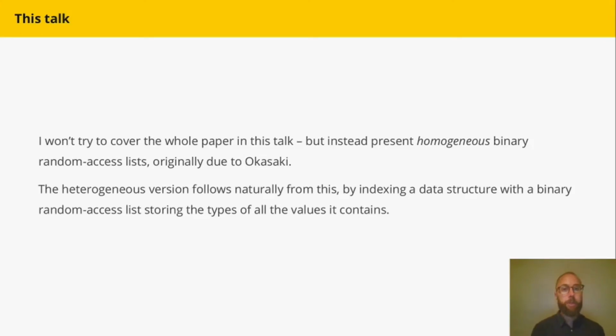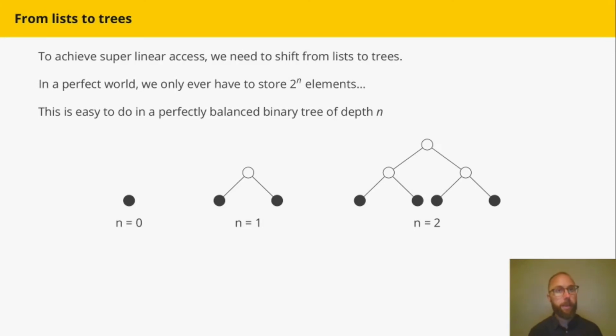So in this talk, I won't try to cover the whole paper, but instead I'll just focus on the homogeneous case, where we have binary random access lists originally proposed by Chris Okasaki in his book on purely functional data structures, and show how to implement that in Agda in a total and type-safe way. And then the heterogeneous version follows quite naturally from this. So if we need better than linear access times, we need to shift from lists to trees. And for the moment, let's just make the assumption that we only ever have to store 2 to the power n elements. And that's very easy to do because we can store 2 to the power of n elements in a perfectly balanced binary tree of depth n.